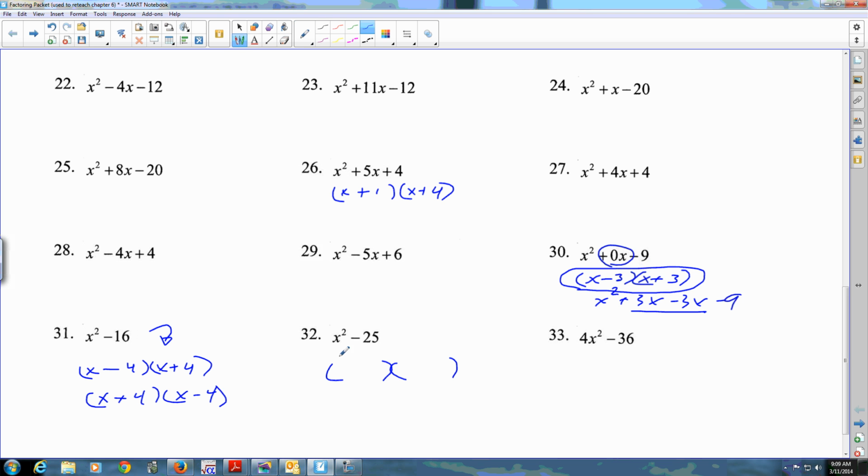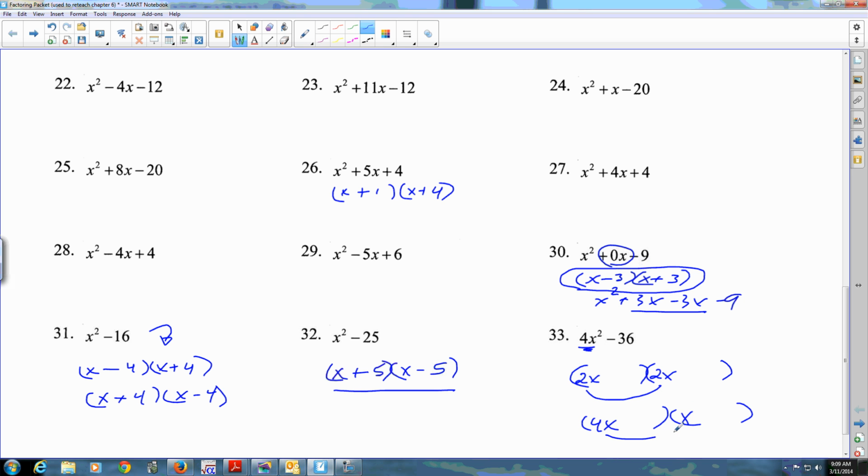Okay, so x, 5, and 5. One's a plus, one's a minus. It doesn't change here now that this leading coefficient isn't 1. These two things have to multiply together to give you 4x squared. So like 2x and 2x. Now remember, I said these had to be identical, but one's a plus, one's a minus. That's why I chose 2x and 2x, not 4x and x.